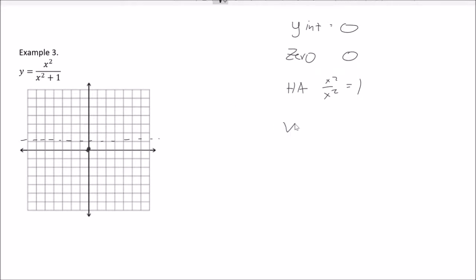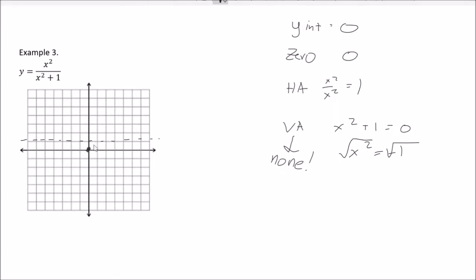And then what about the vertical asymptote? That would be whatever value makes x squared plus 1 equal to 0. Let's see what happens. So I get x squared equals negative 1, and I take the square root of both sides. Interesting. This is a case where there is no real vertical asymptote, because we can't have a square root of a negative. So we're actually sort of stuck here.